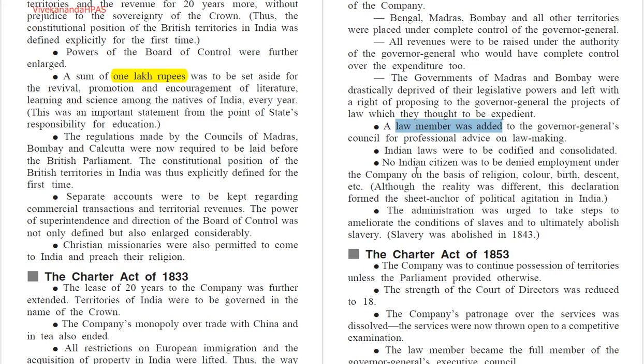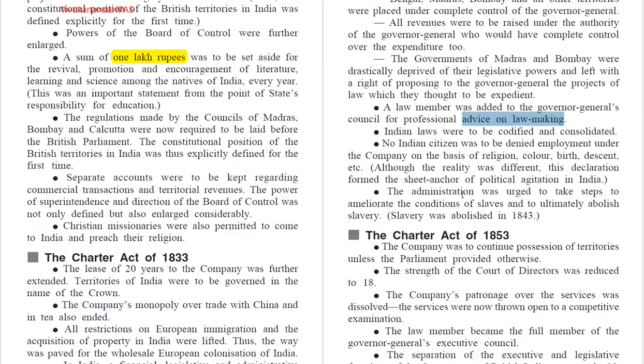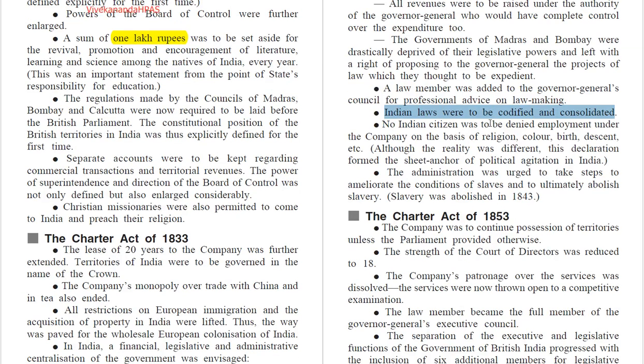Why is it called the Governor General Executive Council? Because it was making the law and administering the law. Now the Governor General Council was included in the advice of lawmaking. In 1833, a law member was added. ठीक है, for example, we have the Attorney General of India, and on the same lines there was a law member. Then Indian laws were to be codified and consolidated, and it was said that no Indian citizen was to be denied employment under the company on the basis of religion, color, birth or descent. This was a provision that was moved in 1833.